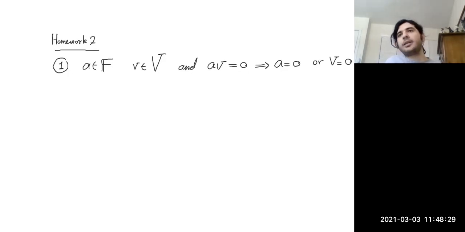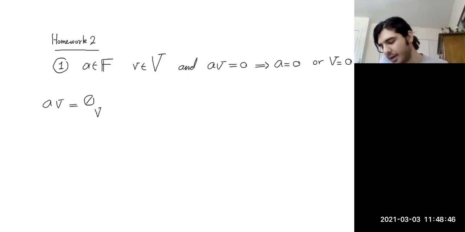So here I would write down the proof very fast because I know you kind of know it because you already did this question. So when we say AV equals 0, first of all, the 0 on the right-hand side is a 0 in the vector space, not 0 in the field. Here in the question, if A is 0, it's 0 of the field. If V is 0, it's 0 of the vector space, right? How do we prove that?